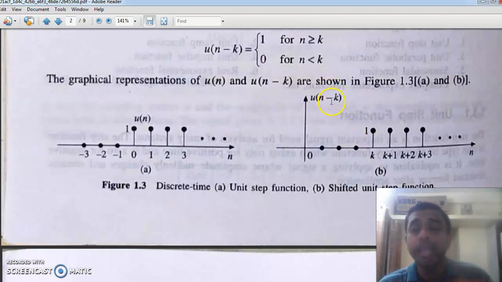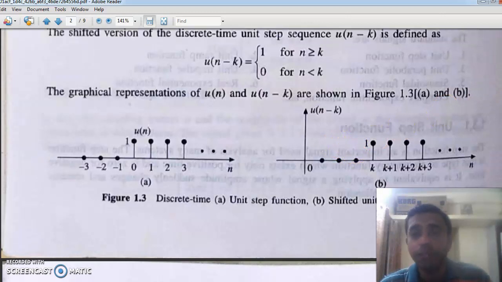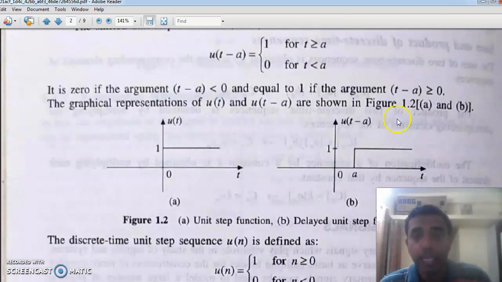So that is a delay operation. The sequence is delayed by k samples. You can say that the signal is shifted to the right by k samples. If I put k equal to 2 here, the sequence is shifted to the right by 2 samples. Likewise, for the continuous case, this is a delay operation. If it is t minus a, then the unit step signal is delayed by a seconds. If a is equal to 2, then it's delayed by 2 seconds.